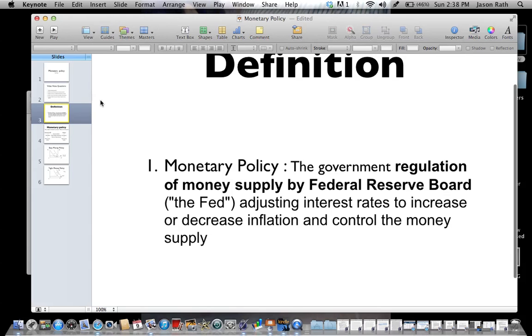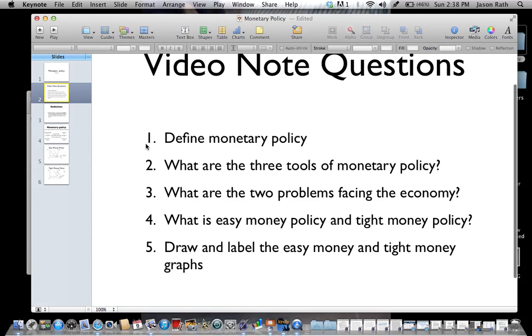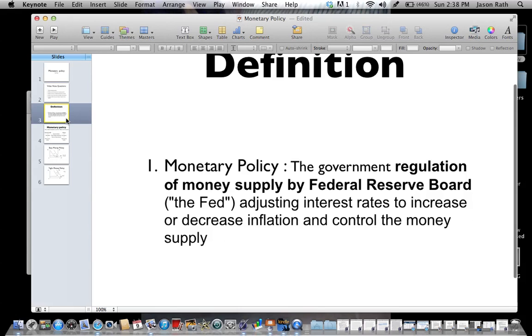Definition of monetary policy. Oops, sorry about that. Go back, pause right here. Okay, now let's go to the definition.